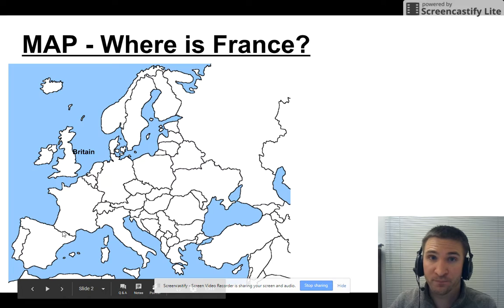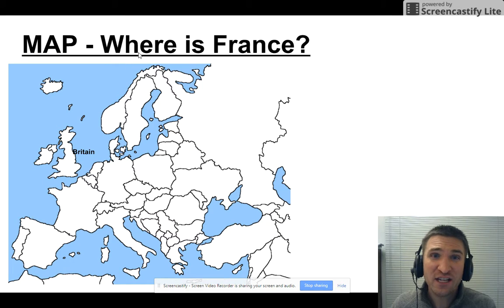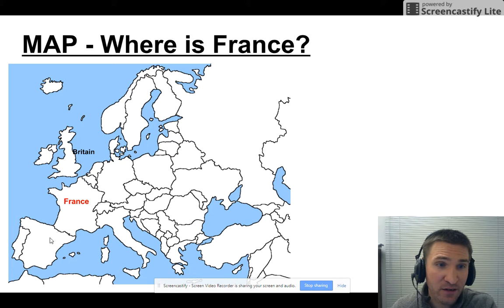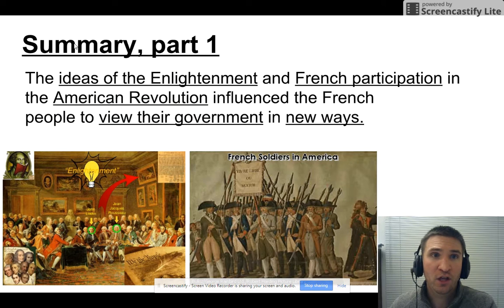Here we go. First of all, where is France? Here is a map of Europe. Here is Britain in Northern Europe. Where is France? Look at your sheet and let's label it now. There it is, just south of Britain, northeast of Spain, west of Germany. It's France.